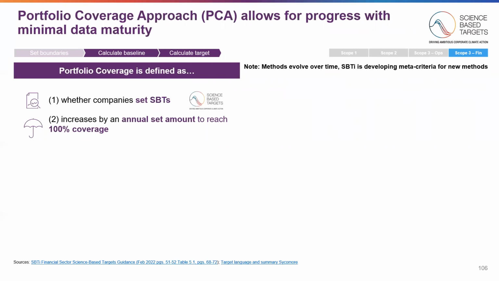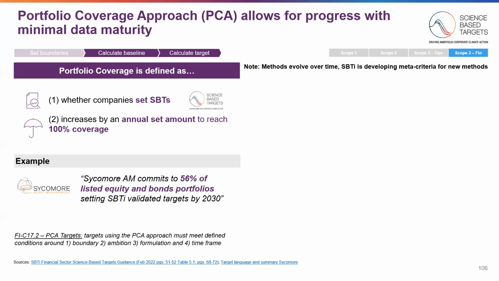So, for example, a company with 20% coverage from a base year of 2020 would need to hit 100% coverage by 2040, in 20 years. This would mean a 4% increase year over year, which is 80% divided by those 20 years. As another example, Sycamore Asset Management's target committed to meeting 56% coverage by 2030.